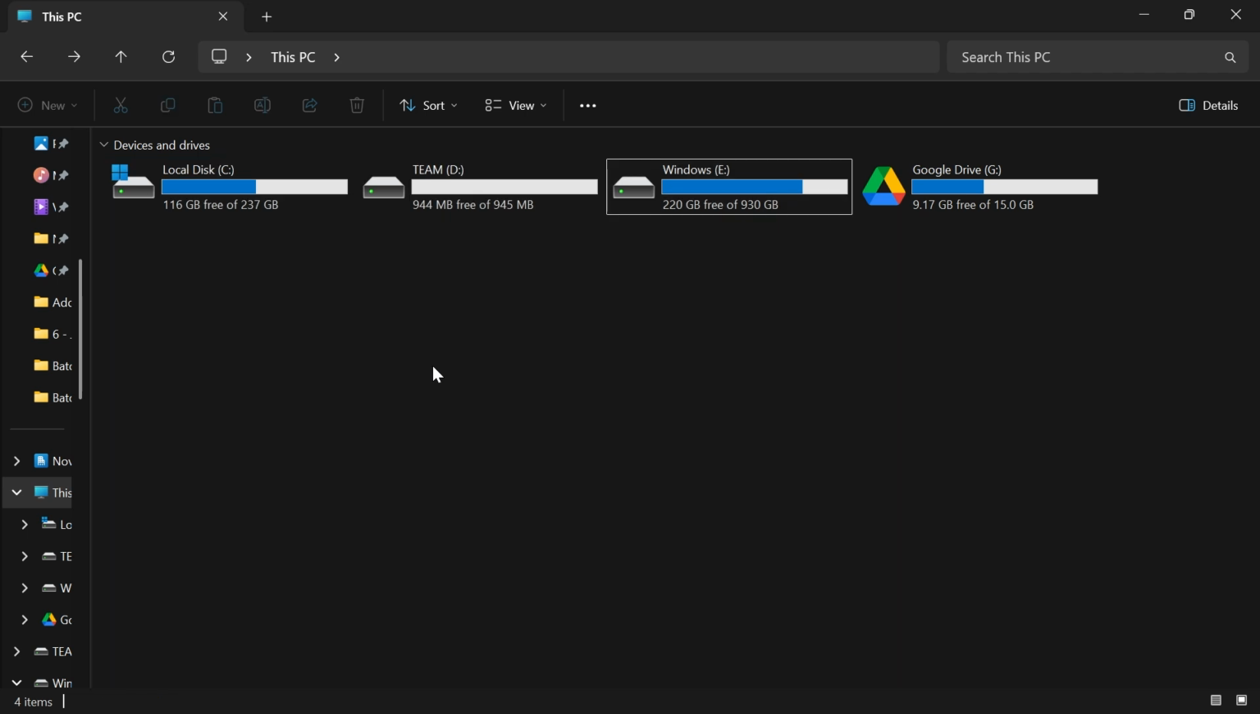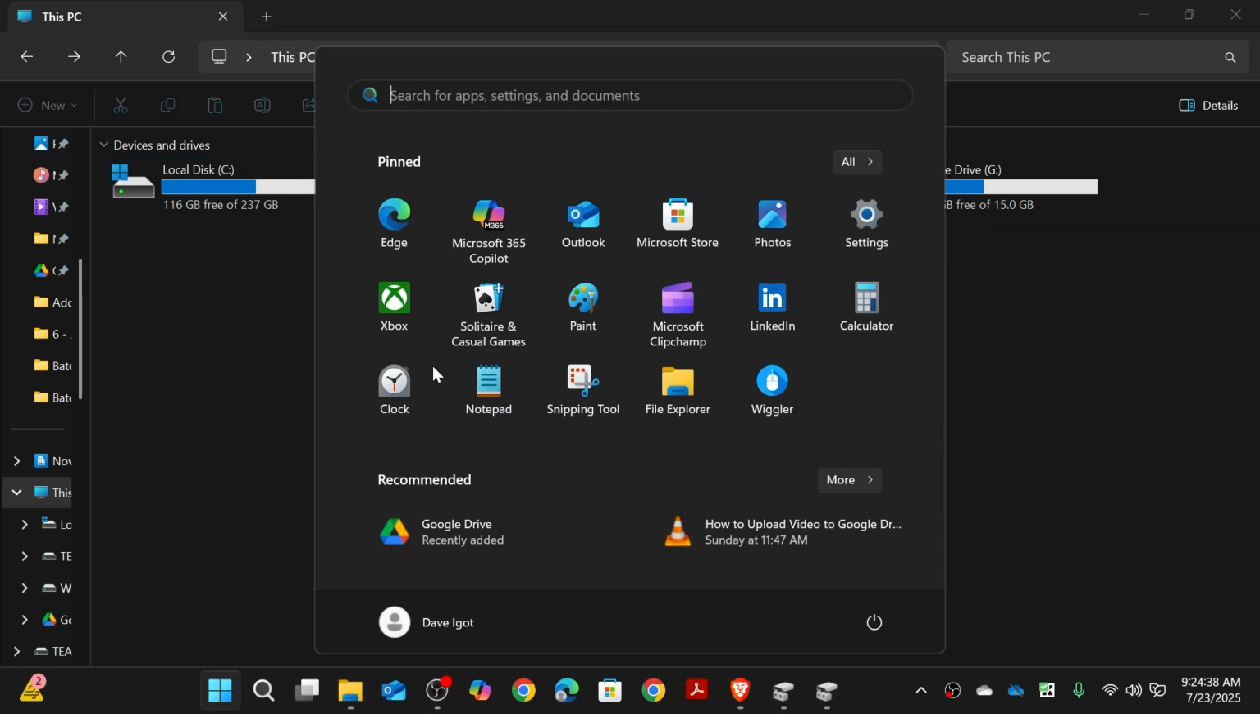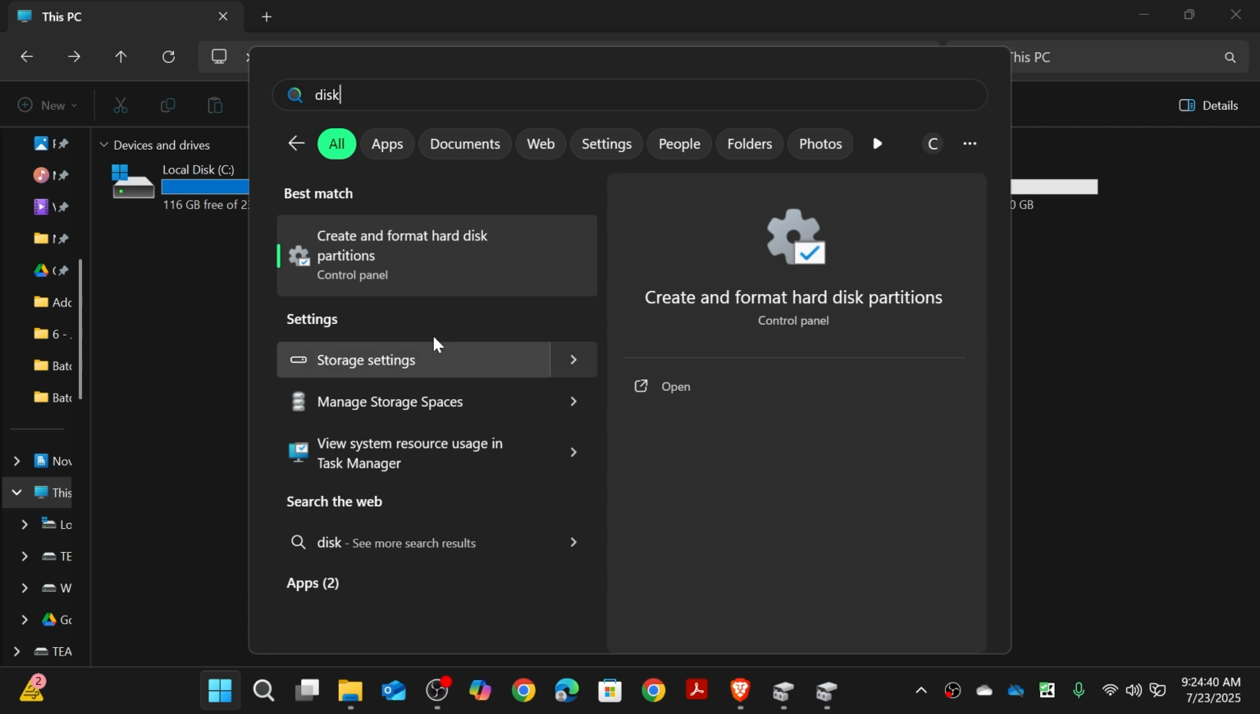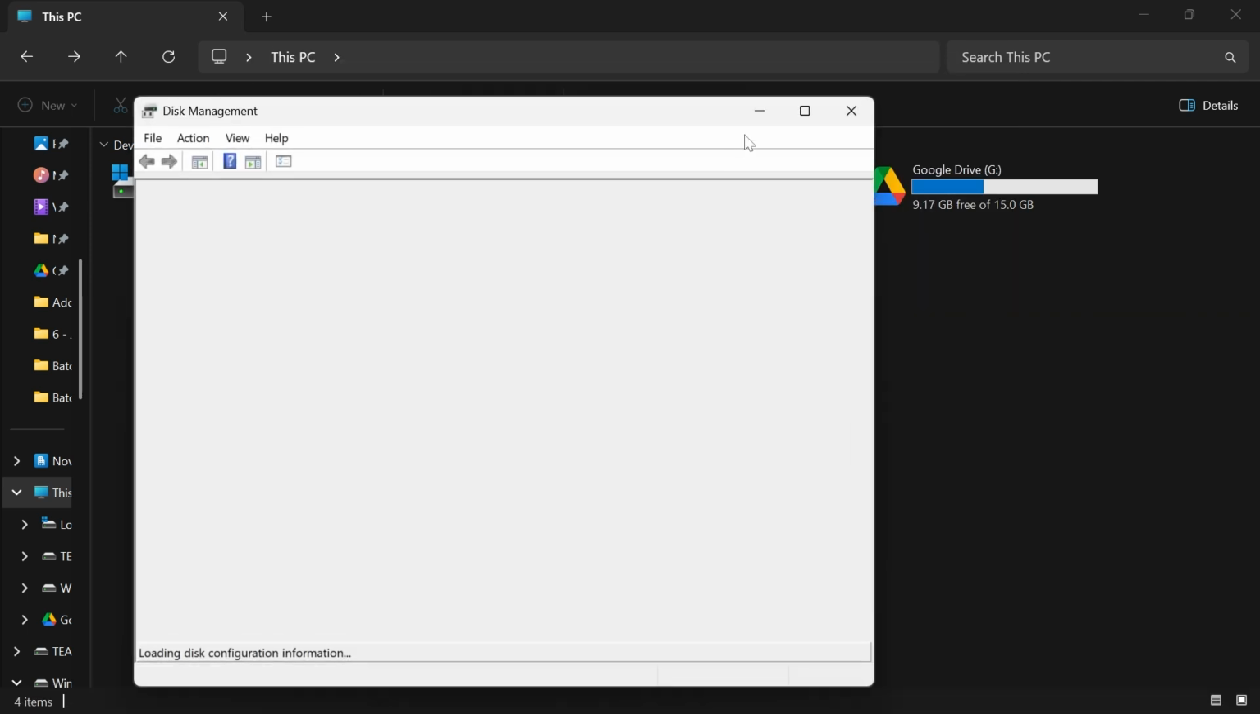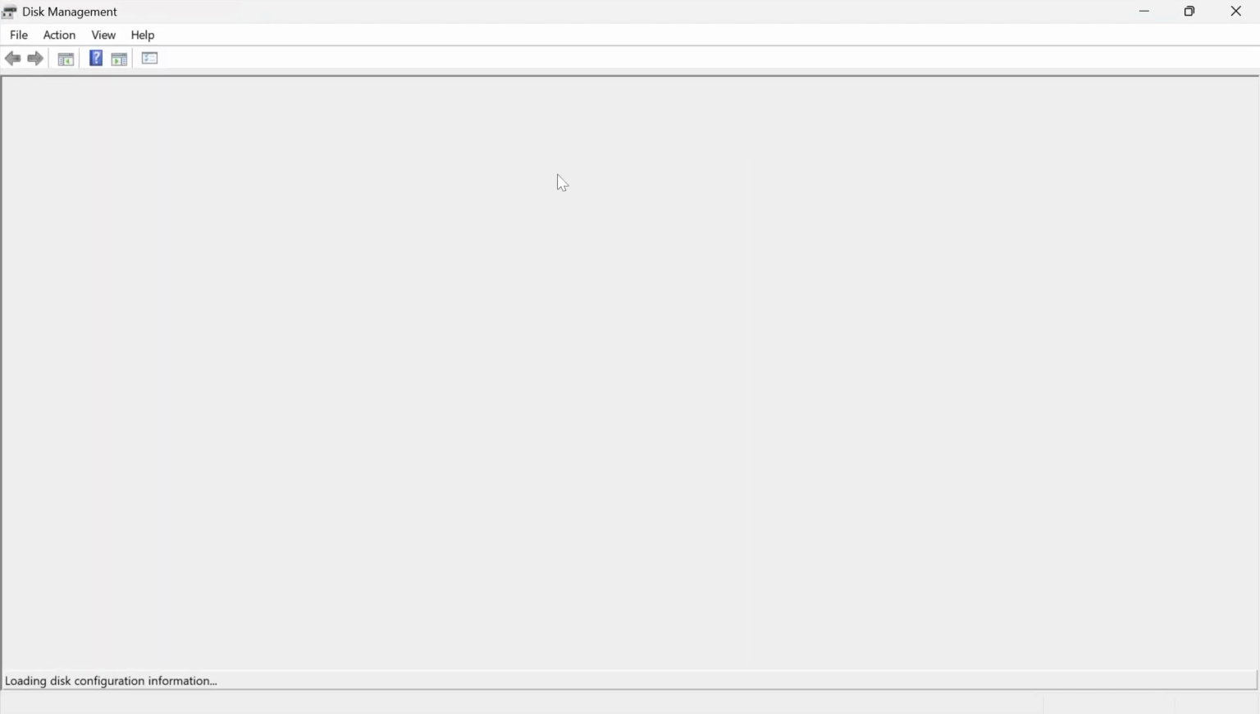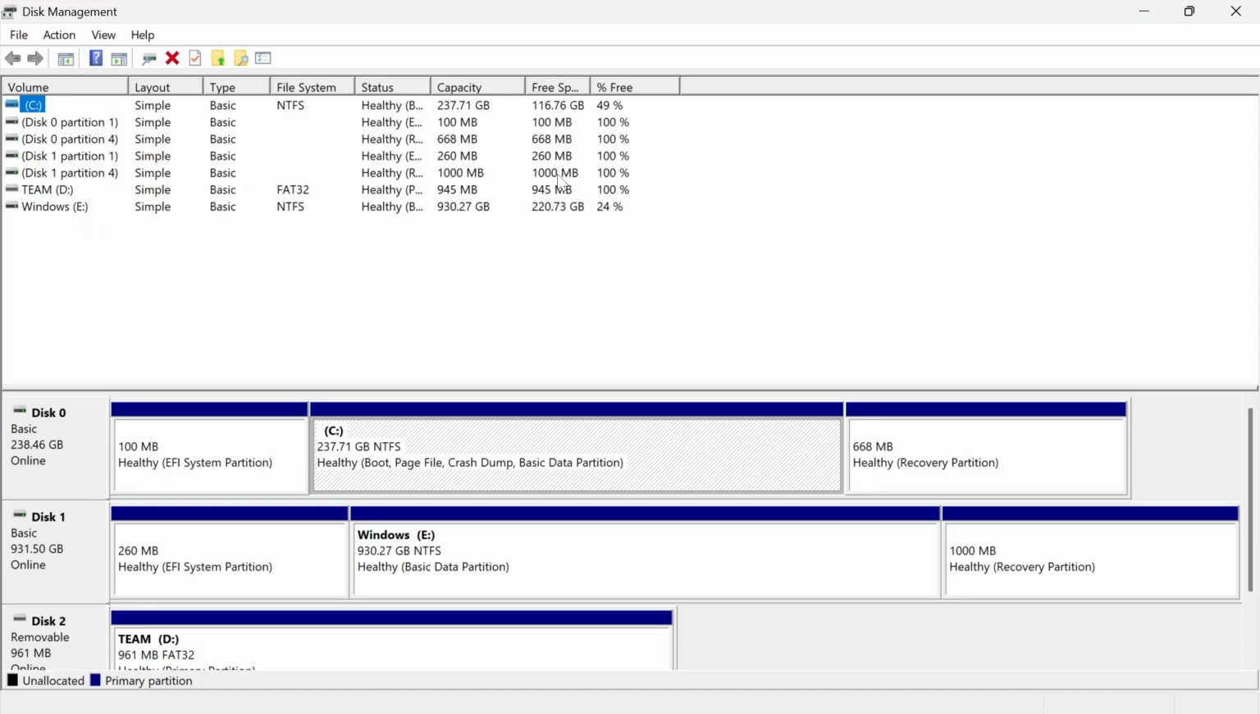Now, another way to identify this is if you open something called disk management, create and format hard disk partitions. Click that one, and the first thing that you are going to be seeing here is going to be disks. So, for example, right here we have disk 0, disk 1, and then disk 2.